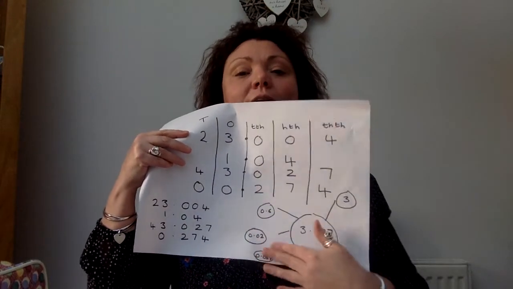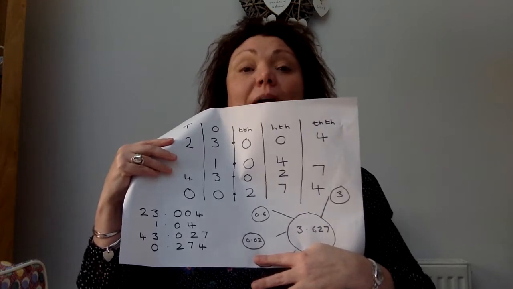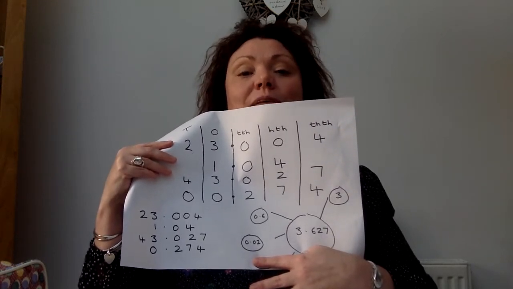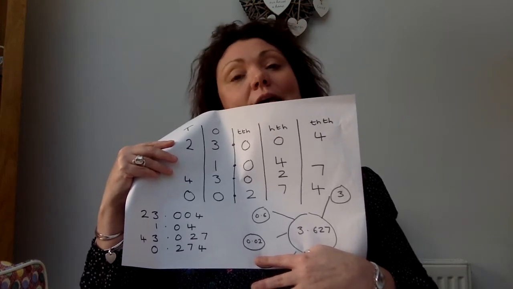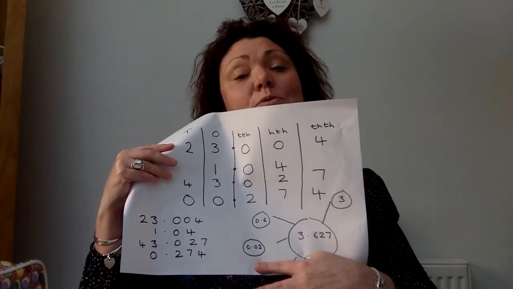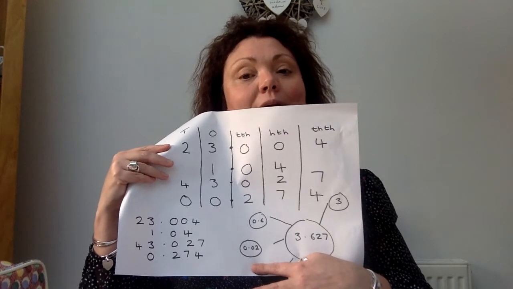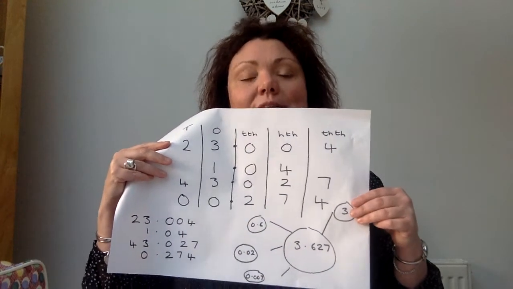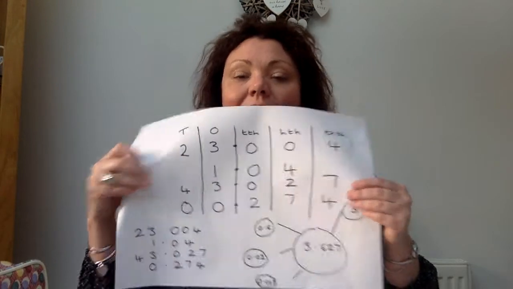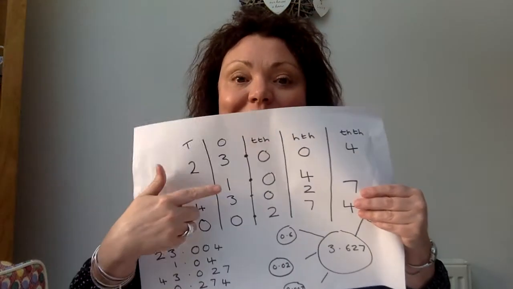So what you might have is a model like this, and you might not have that number there. You might have the 3, you might have the 0.6, and you might have the 0.02. And then the question might be, complete this model. So what is missing from it, year 6? Can you remember? Yes, you're right, the 0.007.